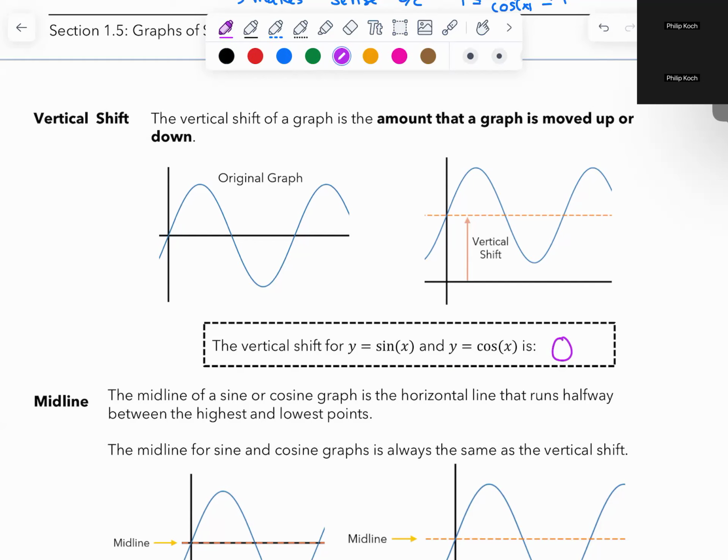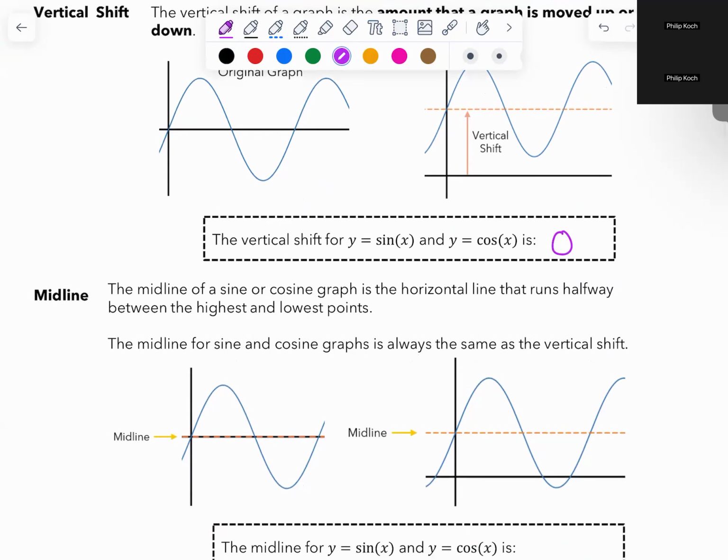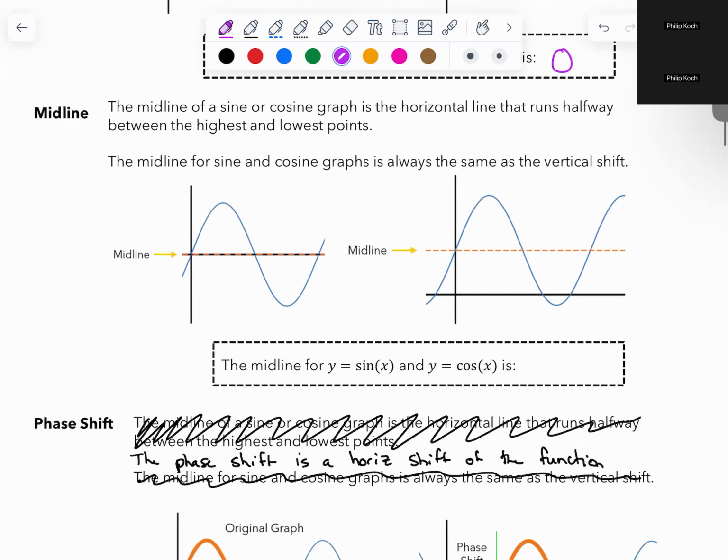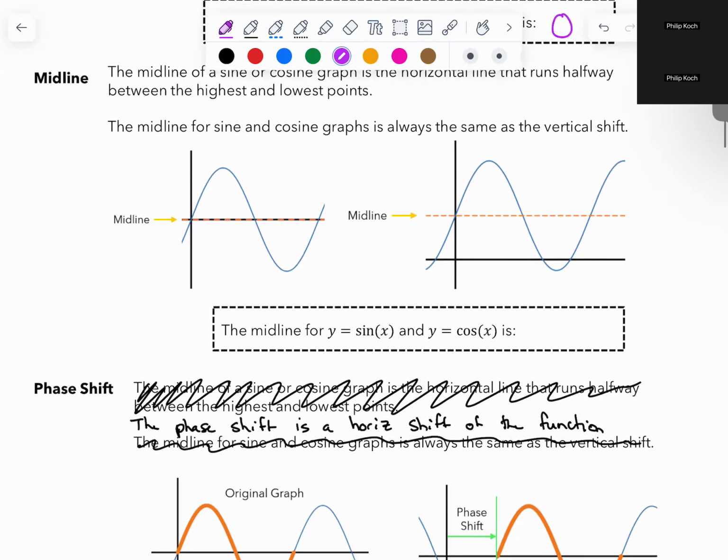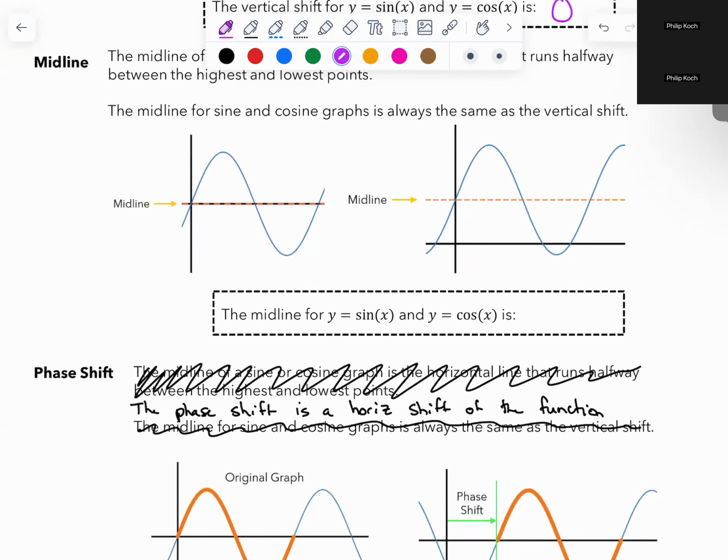And the midline, we mentioned it, but we didn't give it a full specific name yet. The midline of a sine or cosine graph is the horizontal line that runs halfway between the highest and lowest points. It's right directly in the middle. It's where the amplitude is measured from. Please remember that it's a dashed line, meaning it's not actually part of the curve. It's just there for reference when we're graphing. The midline for y equals sine of x and y equals cosine of x is going to be right here.